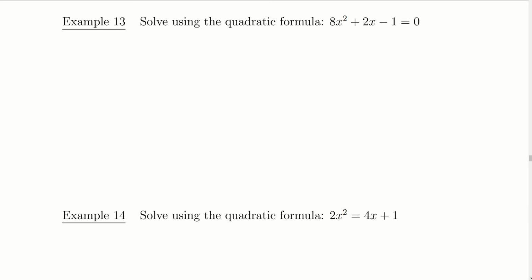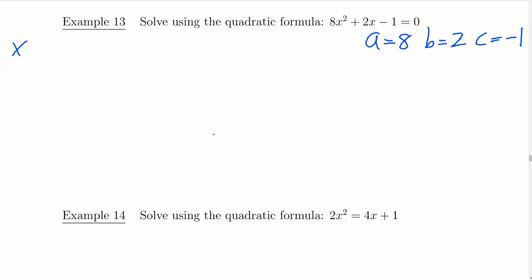Let's use the quadratic formula to solve the next quadratic equation. It is 8x squared plus 2x minus 1 equals 0. Notice that it's already in standard form. The coefficient a is 8. b is going to be positive 2. And c is going to be negative 1. So first things first, identify those coefficients.